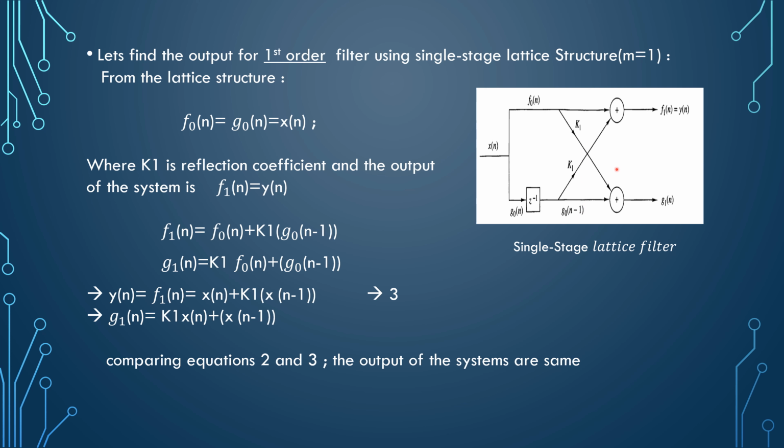So the output of this system is y of n, which is given by f naught of n plus k1 into g naught of n minus 1. And g1 of n is given by k1 into f naught of n plus g naught of n minus 1. By replacing f naught of n and g naught of n with x of n in these equations, we can get the output of the signal as f1 of n equal to x of n plus k1 into x of n minus 1. It is the same as the one we computed before, where k1 is nothing but alpha 1 of 1.